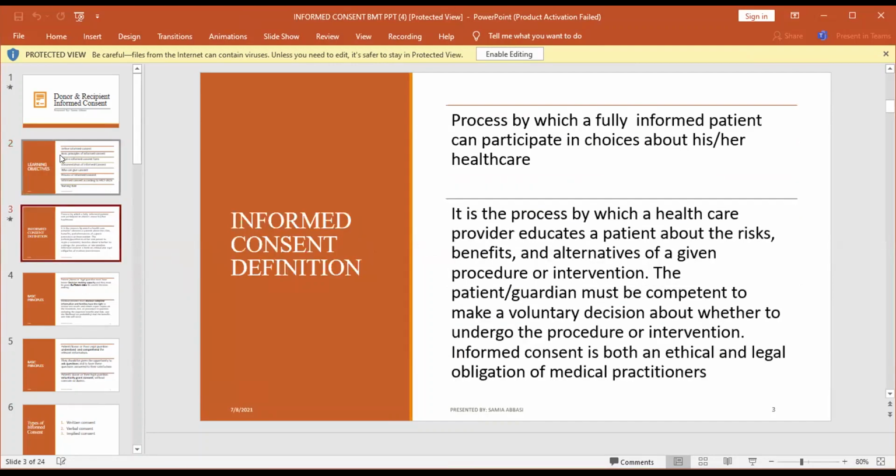So what is informed consent? Informed consent is the process by which a fully informed patient can participate in choices about his or her healthcare. We can also define it as the process by which a healthcare provider educates a patient about the risks, benefits, and alternatives of a given procedure or intervention. The patient and guardian must be competent to make a voluntary decision, and informed consent is both an ethical and legal obligation of medical practitioners.